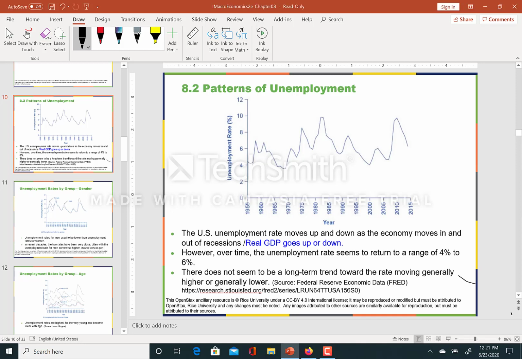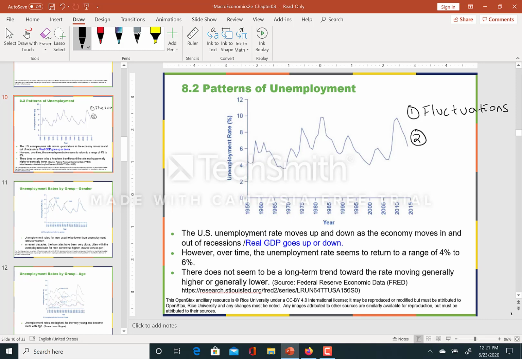So over here we look at the patterns of US unemployment rate. I have data from 1955 all the way to 2015. What I see is fluctuations of the unemployment rate. The unemployment rate is not going to be a constant number, but this will go up or go down.